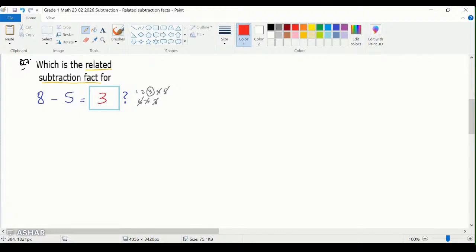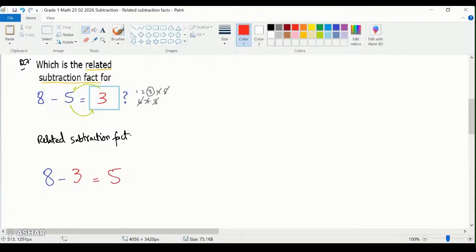So when we need to find the related subtraction fact, what we can say is the related subtraction fact would be 8 stays as it is. Only the positions of 8 and 3 are swapped. That means 8 minus 3 would always be equal to 5. Thank you, Adiboy.